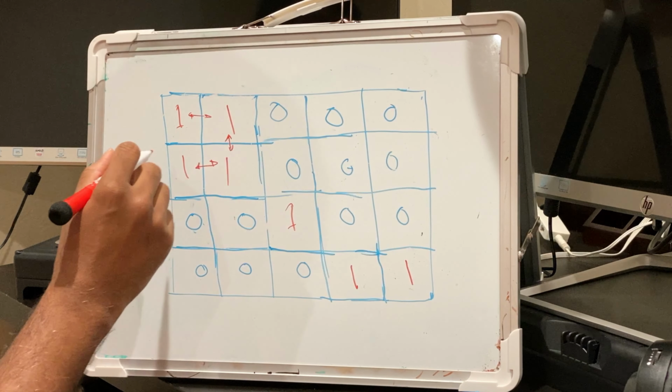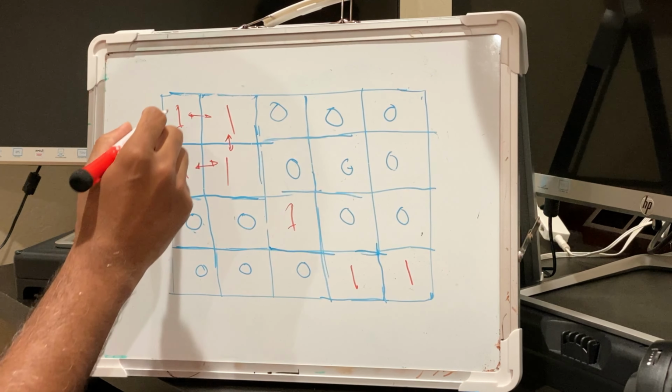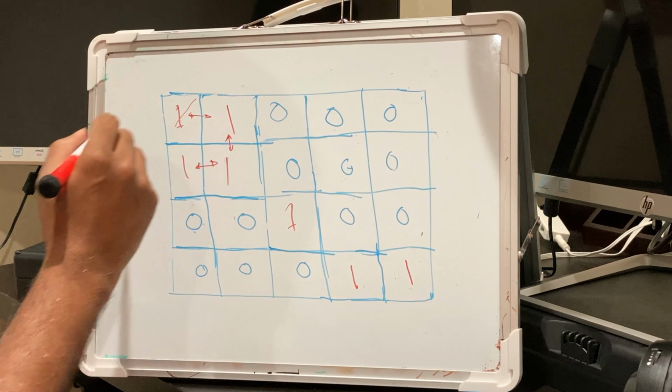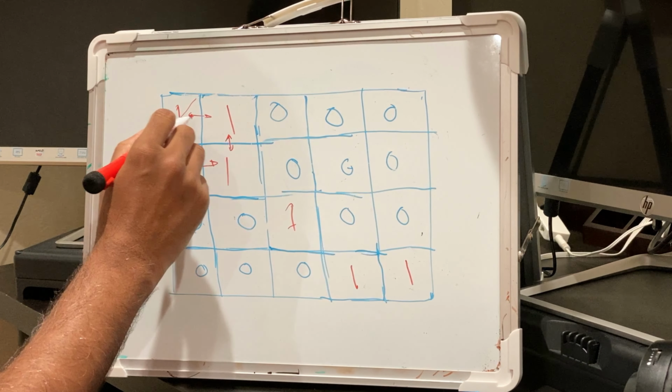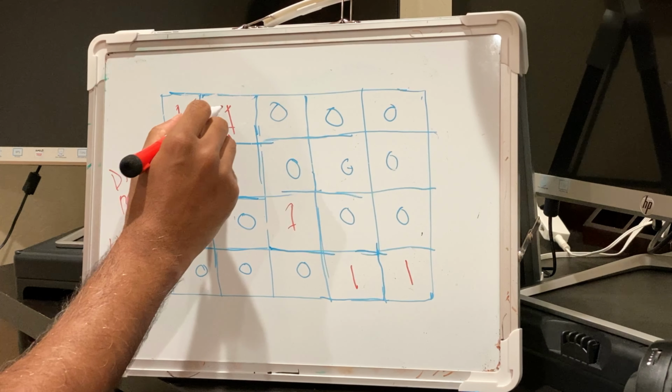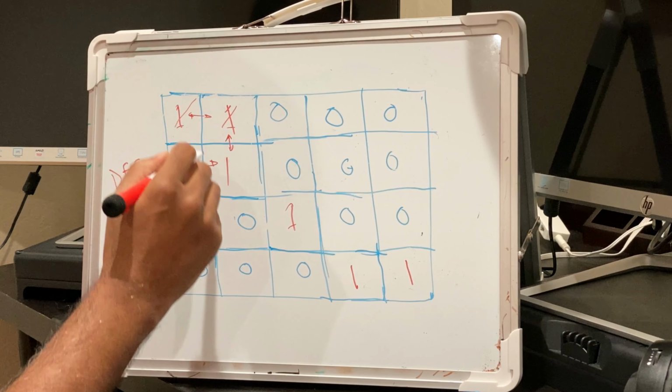Let's say we're going to start our DFS algorithm from this cell. When we visit this cell, we mark it as seen, and then from this cell, since it is connected, we'll visit there and mark it as seen.